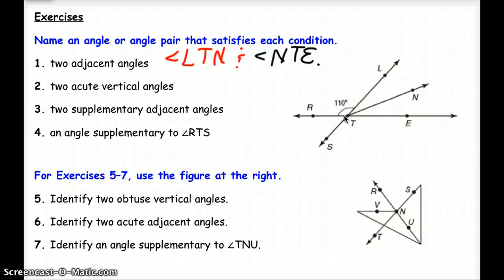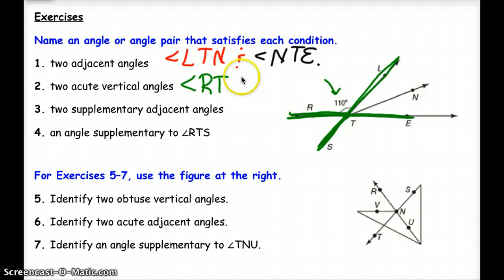In the next example, I need to name two acute vertical angles. So I'm going to need an acute angle. I need to find two lines that cross, two lines that intersect. Right, so this would be a line, and that would be a line that intersect. Now this is 110, so that's obtuse. So I need to work with this angle right here, angle RTS. Across from it is LTE.